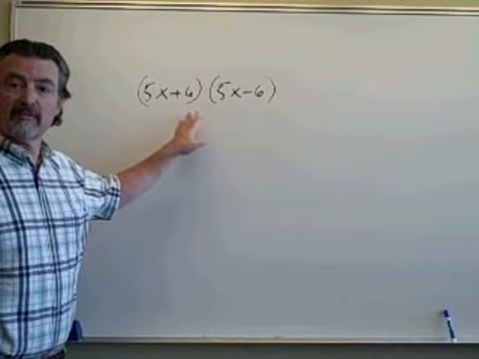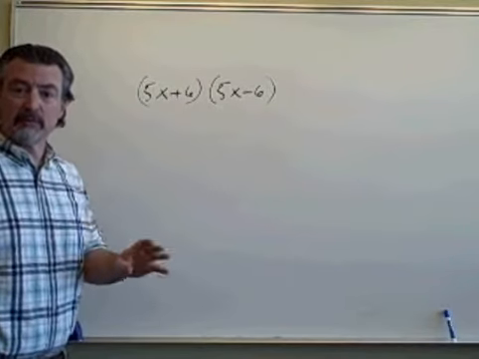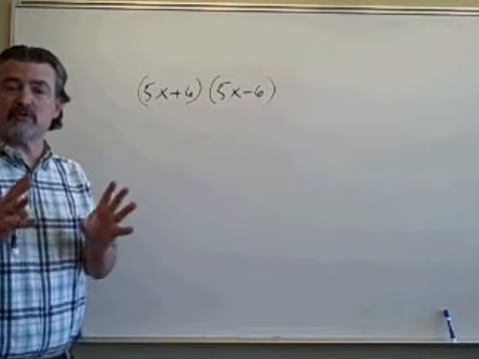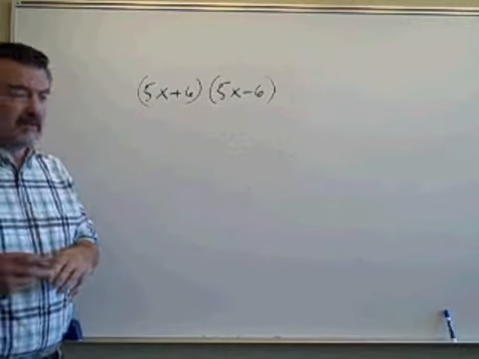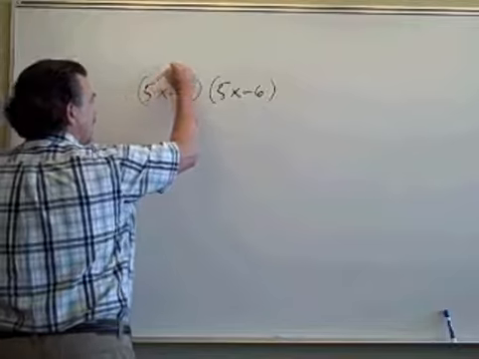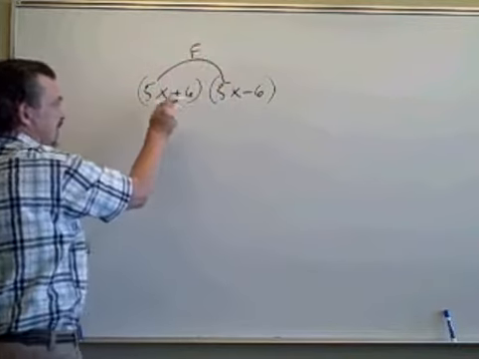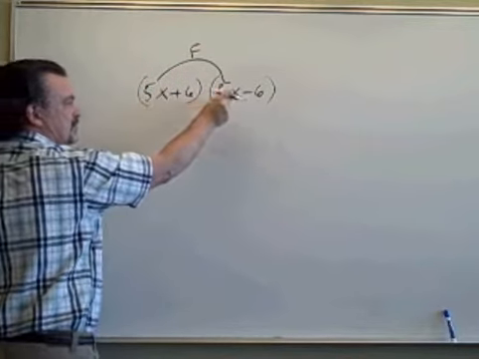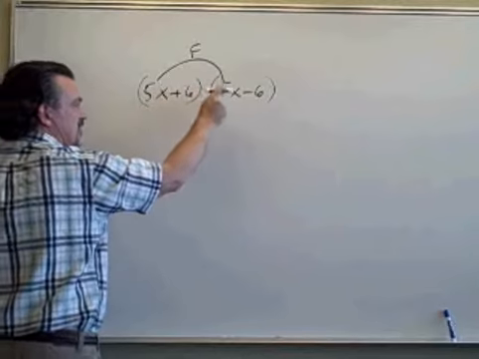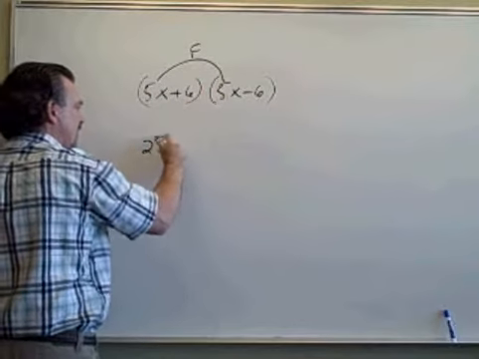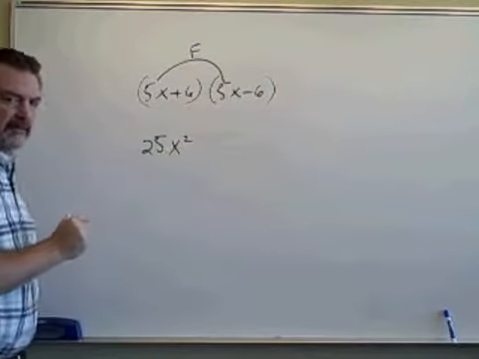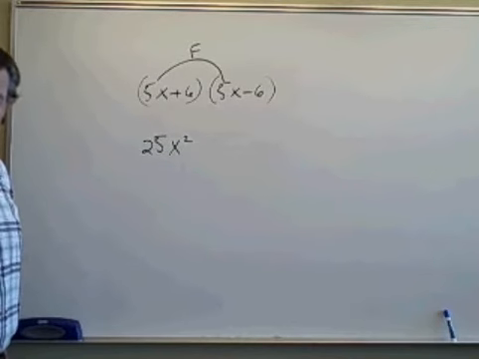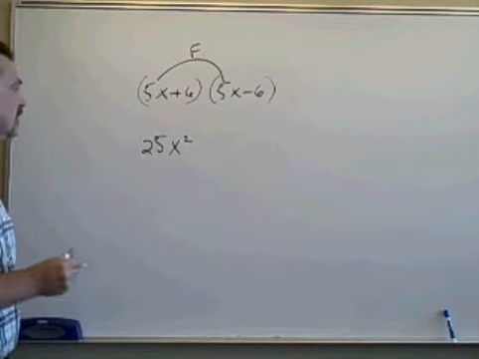Here's another pair of binomials that we're multiplying. And remember, when we multiply binomials, we use our FOIL method. The F of FOIL says take the first one here times the first one here. 5x times 5x would be 25x squared. x times x is x squared.